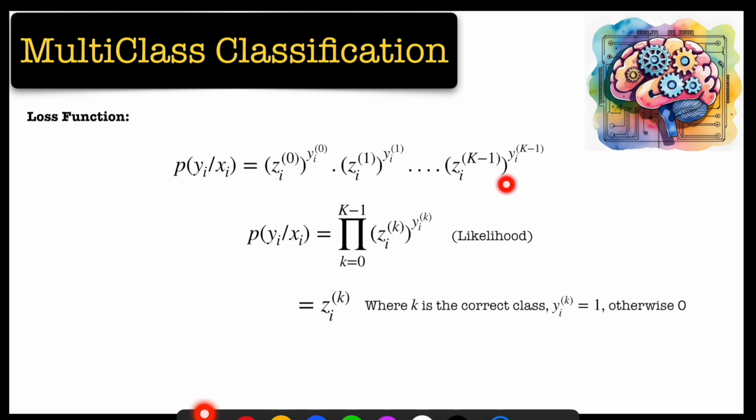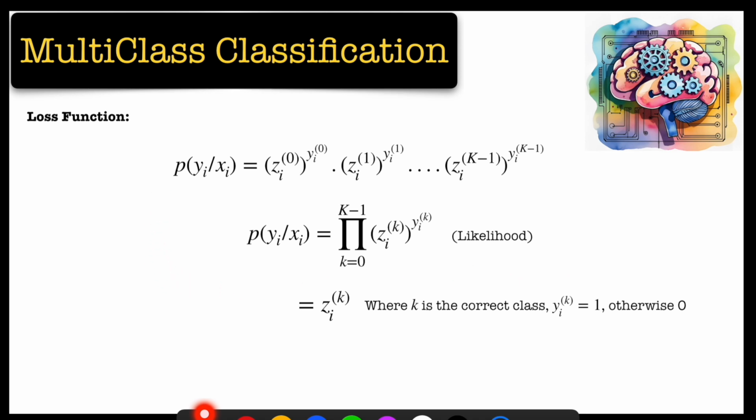So, let us simplify this. It is basically the product over k equals 0 to k minus 1 of zik raised to the power yik, and this is the likelihood. So what is this actually? Any zik where k is the correct class has yik equal to 1. So it's basically zik where k is the correct class. This is the probability, or the likelihood, of the correct class.